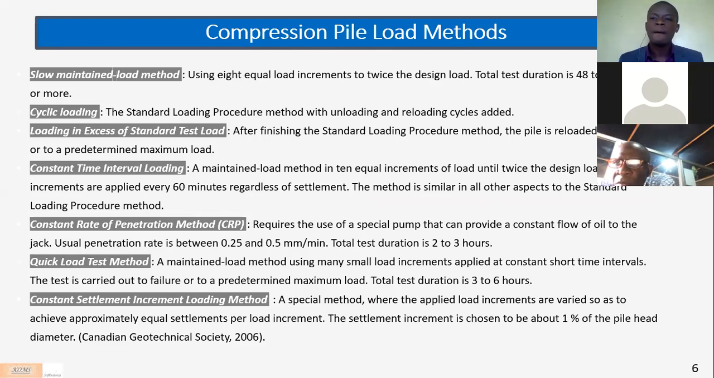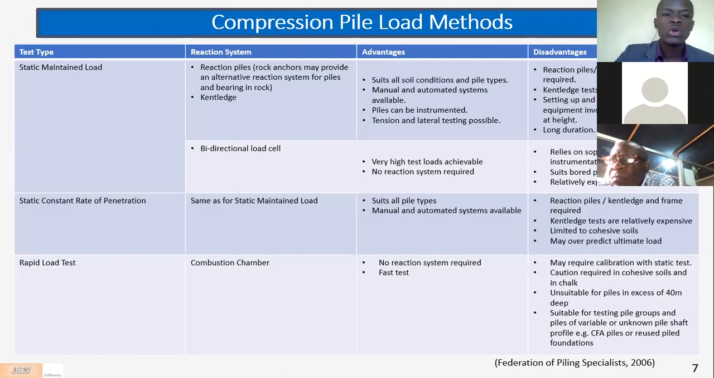And for the compression pile load test, there are several methods. We have the slow maintained load method. We have the cyclic loading method. We have the load in excess of standard test load. We have the constant time interval loading. We have the CRP, which is the constant rate of penetration method. The quick load test, the constant settlement increment loading method. And here we see some advantages and disadvantages of some of these test methods.